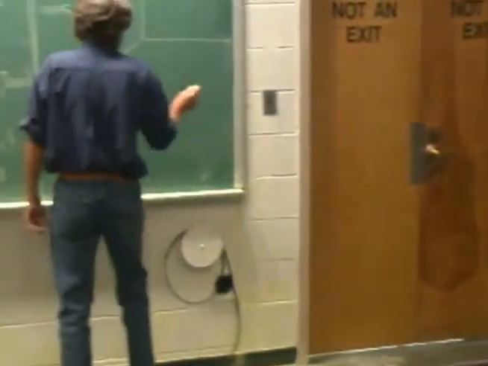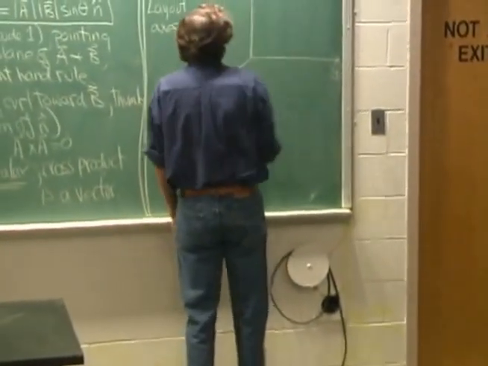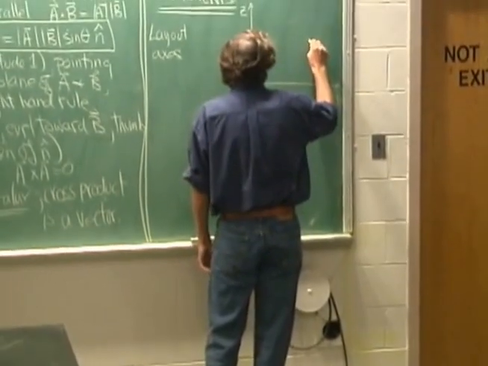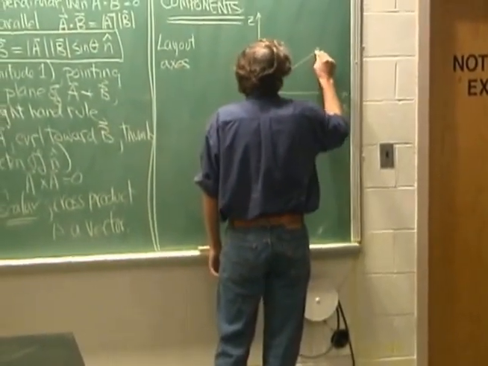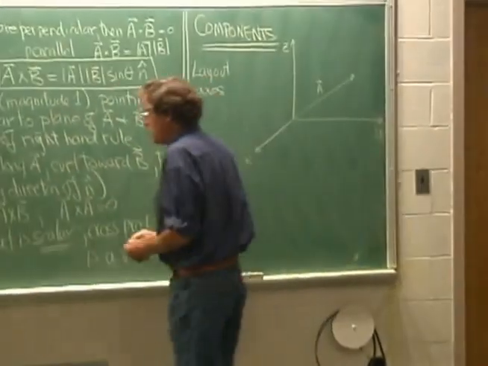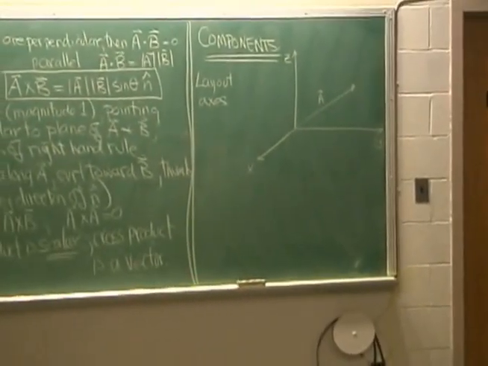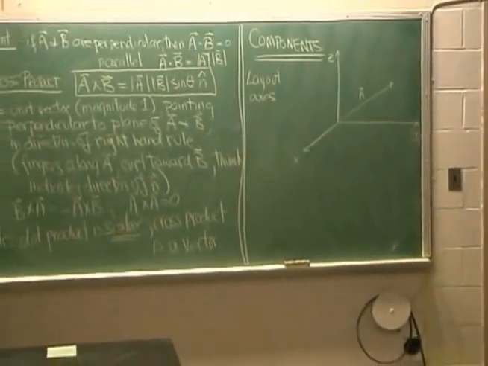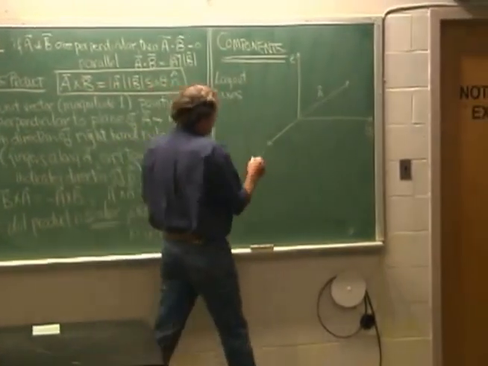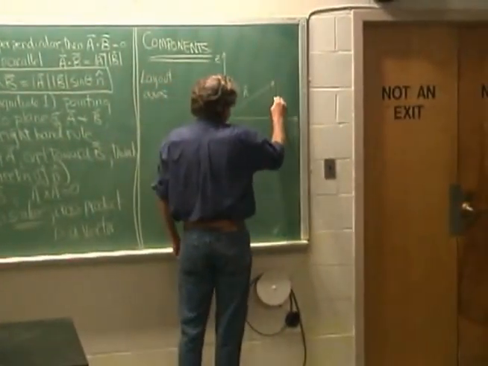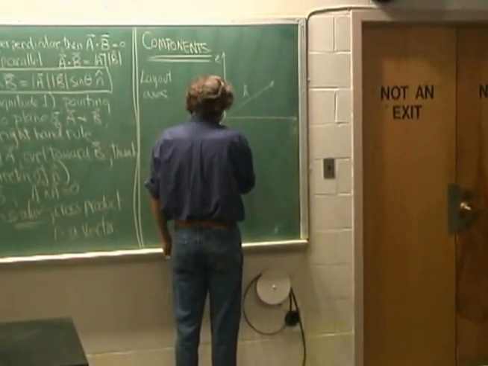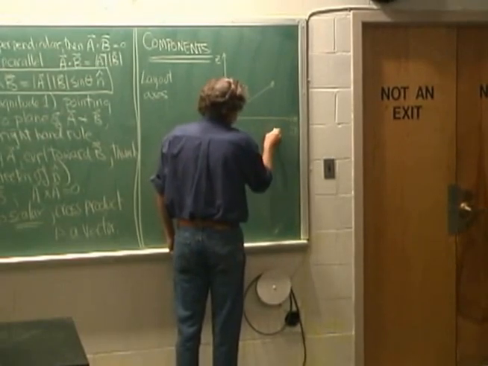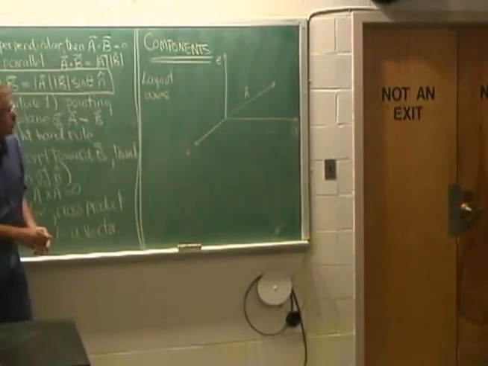So anyhow, here's x, y, z, and here's some vector, a. I want to specify a using those coordinates in the following way. My idea is this. Let's drop a perpendicular here so that we know exactly where this point A is. Got a picture?